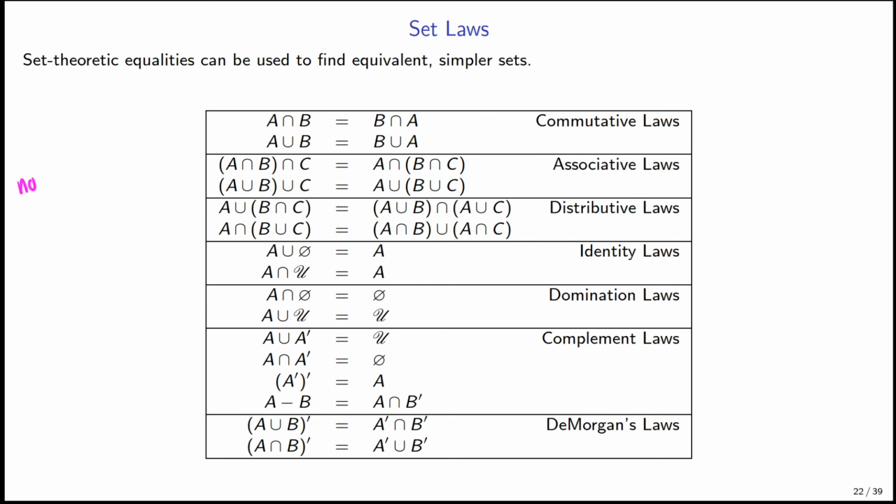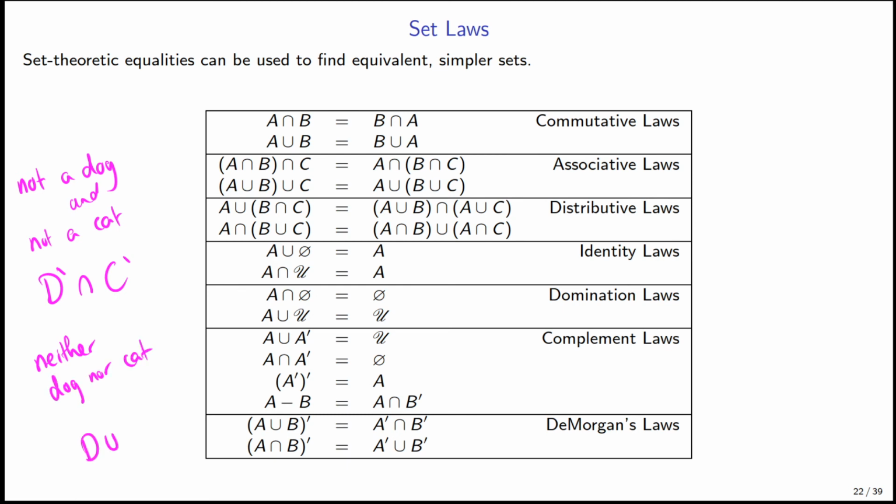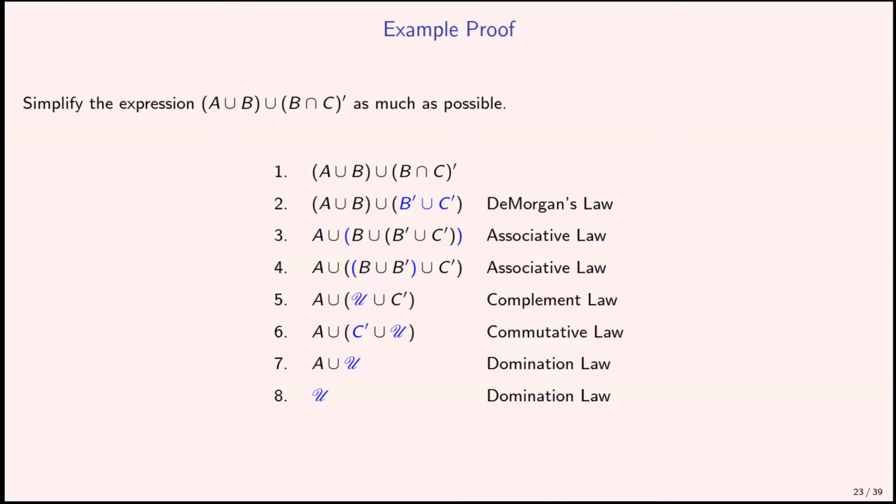So for instance, not a dog and not a cat. So I want to talk about all the things that are not dogs and not cats. So we could call this D bar for not a dog, intersection C bar for not a cat. Another way of paraphrasing this is I am looking at something that is neither a dog nor a cat. So out of all the things that are dogs or cats, I'm not looking at either of these. So these two expressions are equivalent, and I think language is probably one of the better ways to look at this.